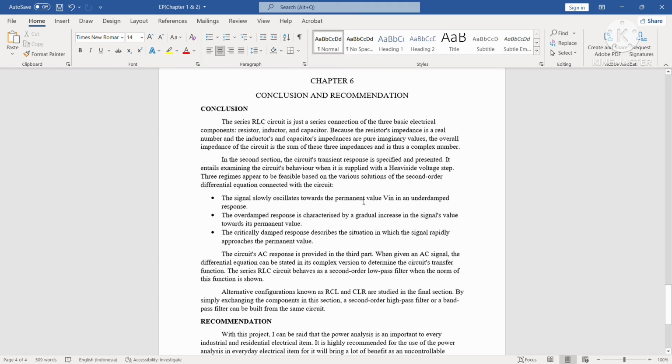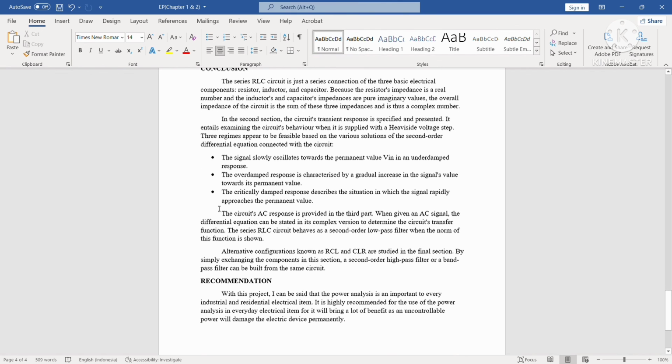The signal slowly oscillates toward the permanent value V in an undamped response. The overdamped response is characterized by the gradual increase in the signal value toward the permanent value. The critically damped response describes the situation in which the signal rapidly approaches the permanent value. The circuit AC response is provided in the third part. When given an AC signal, the differential equation can be stated in the complex version to determine the circuit transfer function. The series RLC circuit behaves as a second-order low-pass filter when the norm of the function is shown. Alternative configurations, known as RCL and CLR, are studied in the final section by simply exchanging the components. The second-order high-pass filter or the band-pass filter can be built from the same circuit.